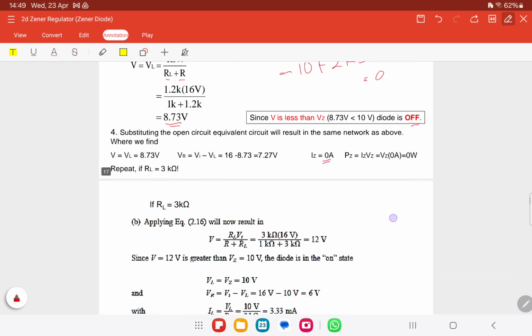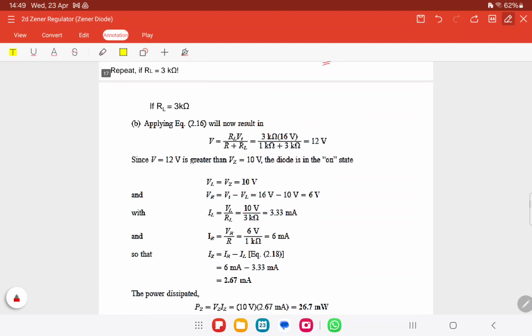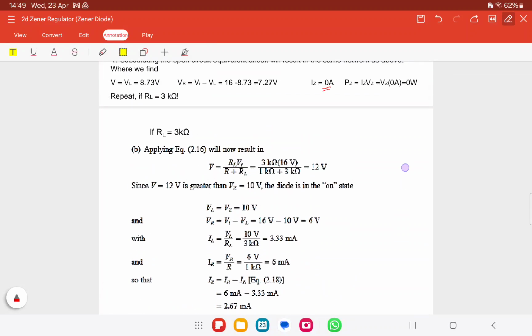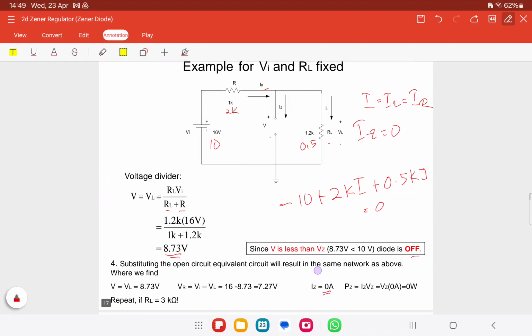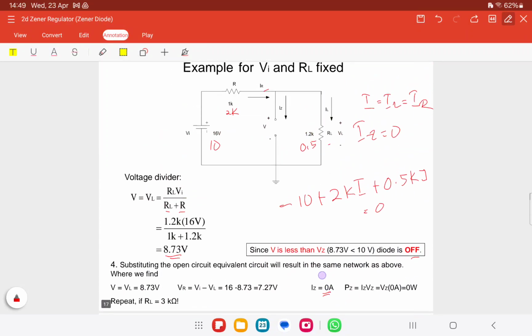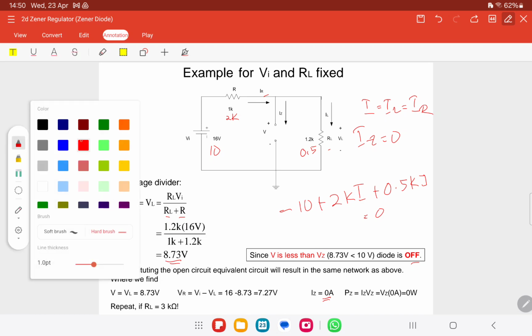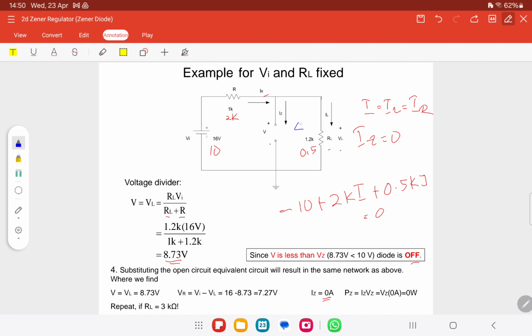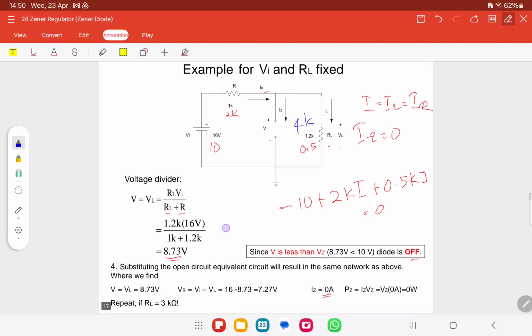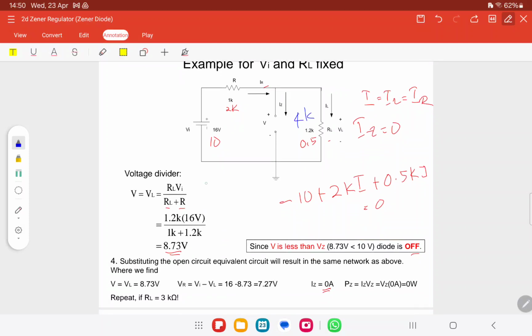This is because IZ is 0. Now kita nak cuba buat if IZ ada value. So we need to try change the RL. Let's say kalau buat 4K, harap-harap ada value. We try to change the RL to 4K. Yang lain tu maintain. Cuba buat yang ni: 4K over 4K plus 2K multiply with 10. Berapa?